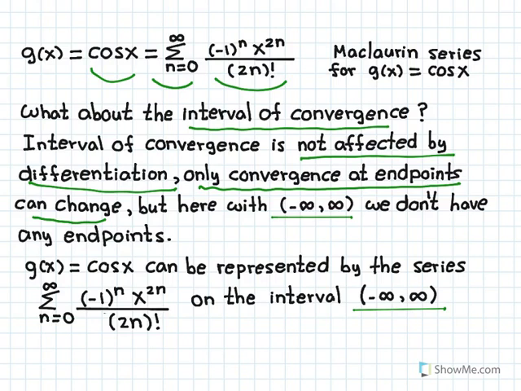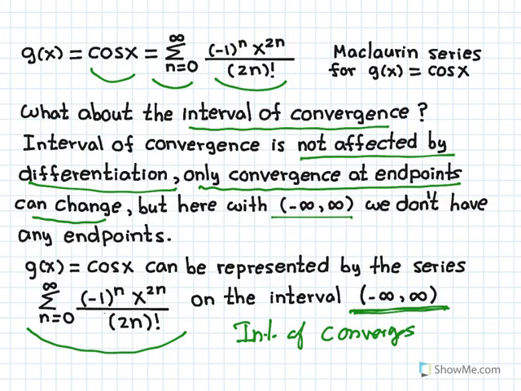And cosine x can be represented by this Taylor series or Maclaurin series, summation n equals 0 to infinity, negative 1 to the power of n times x to the power of 2n divided by 2n factorial, on the entire interval from minus infinity to infinity. This is the interval of convergence. So the interval of convergence is all values of x. For all values of x, we can represent cosine x by this Maclaurin series.